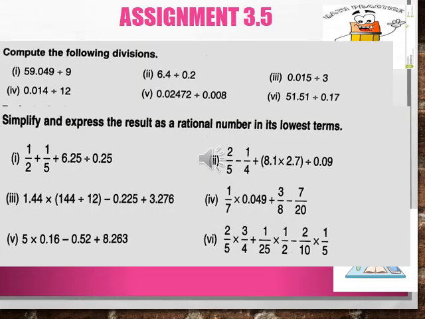Here you have to do the division of these decimals, and you can go with any method which you find easy. But better to go with the first only, because you are usually aware of that long division method. And in the second question you have to simplify it and write the result in the lowest form. The result may be a rational number, because it is given here: express the result as a rational number in its lowest term. So what will you do? You have to convert the decimal into rational first and then solve it.